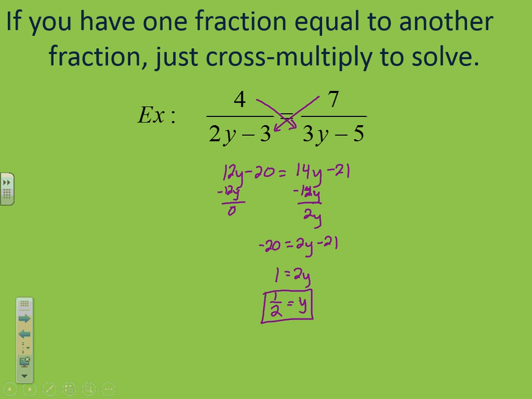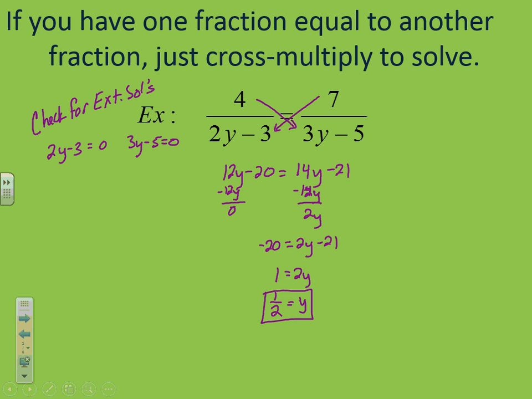Okay, how do I know what an extraneous solution is? So let's check for extraneous solutions. The way I do that is I'm going to take whatever the denominator is, 2y minus 3, and I'm going to set it equal to 0 for anything that has our variable in the denominator. So I have to do it for the other one as well. So 3y minus 5 is equal to 0.